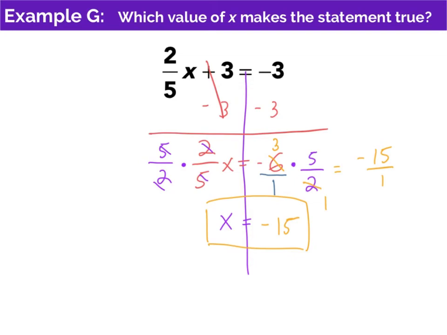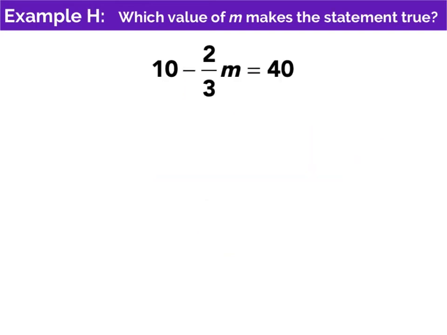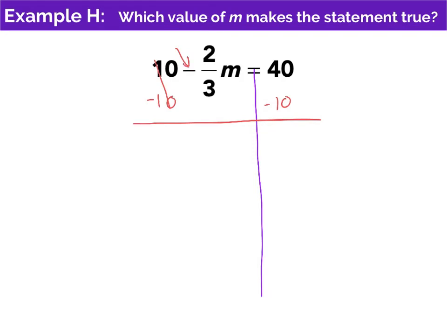Let's take a look at one final example. Here we are at example H. So again, a final example, I'm going to go ahead and draw my wall down from my equal sign. I've got to figure out what my constant is. It looks like it's going to be the 10 because that is not near the variable. So I'm going to subtract 10 on both sides. 10 minus 10 is 0. Make sure that I bring down my negative sign. So negative 2/3 m is equal to 40 minus 10, which is going to be 30.